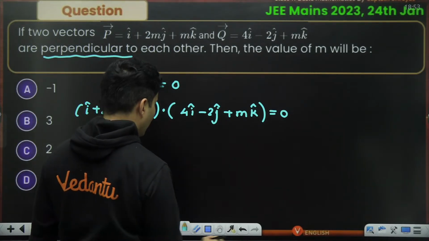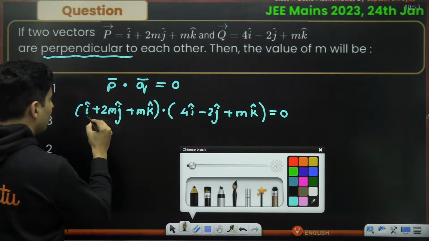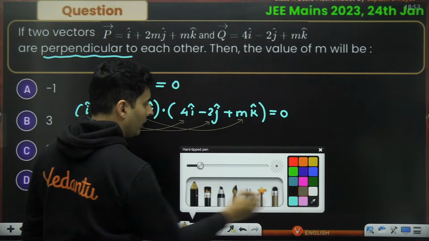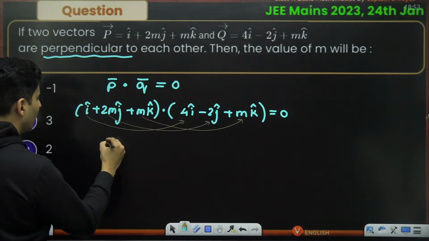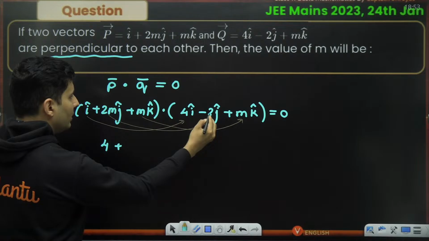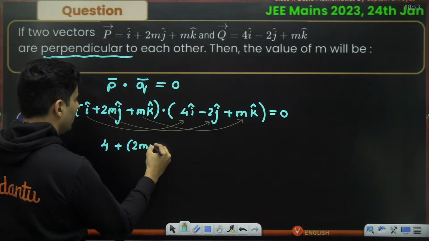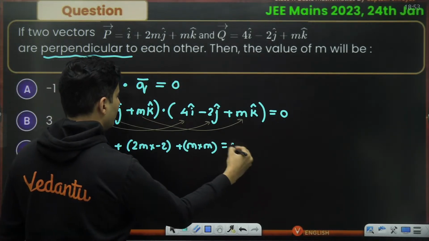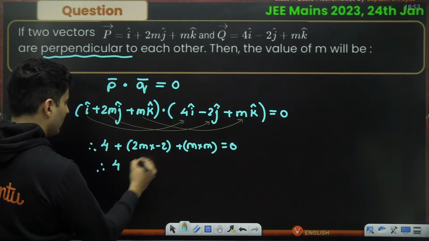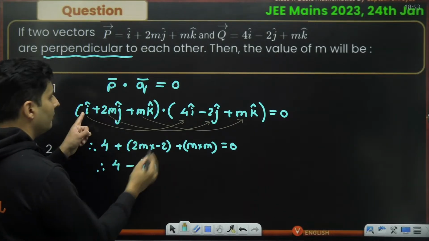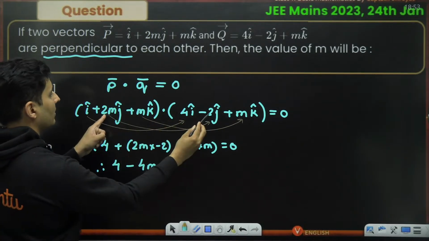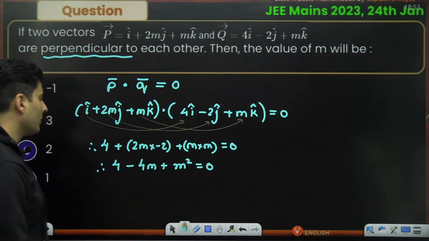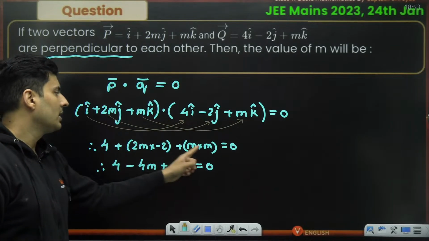The answer will be 0. Needless to say, I have to multiply I with I, J with J, and K with K whenever I do a dot product. So 1 into 4 is 4. 2m into minus 2, so it will be 2m into minus 2 over here. And lastly, m multiplied by m should be m square. So therefore, 4 minus 4m plus m square is equal to 0. M into m is m square.